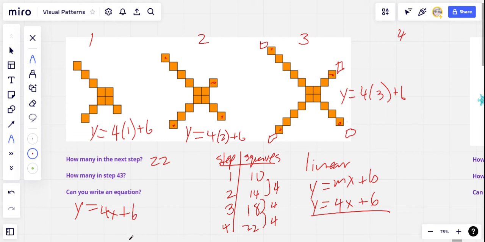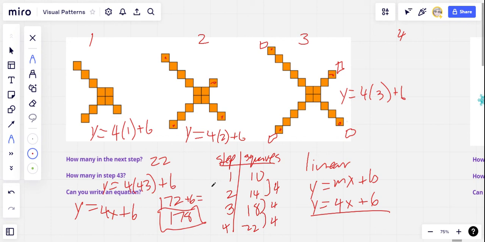Now that we've got an equation we're confident in, we can use that to predict step 43. We just have to plug 43 in for x as the step number. So y equals 4 times 43 plus 6. All right, 4 times 43, let's see, 4 times 40 is 160, and 4 times 3 is 12, so it's 172 plus 6 more. That should equal 178 orange squares in step 43.